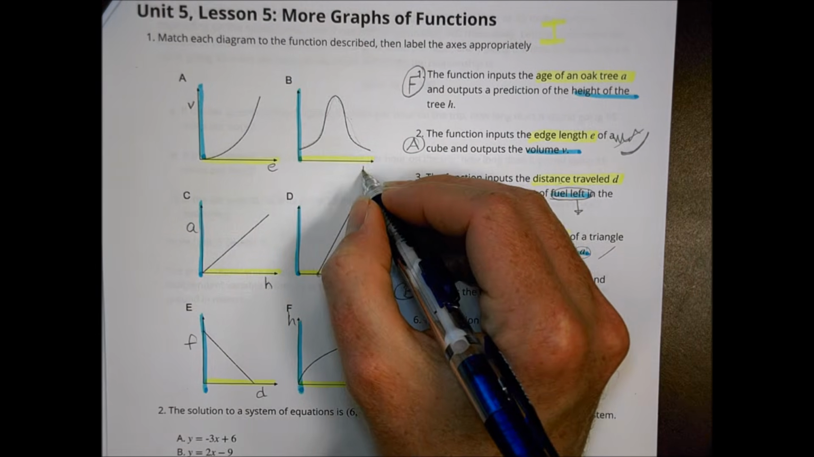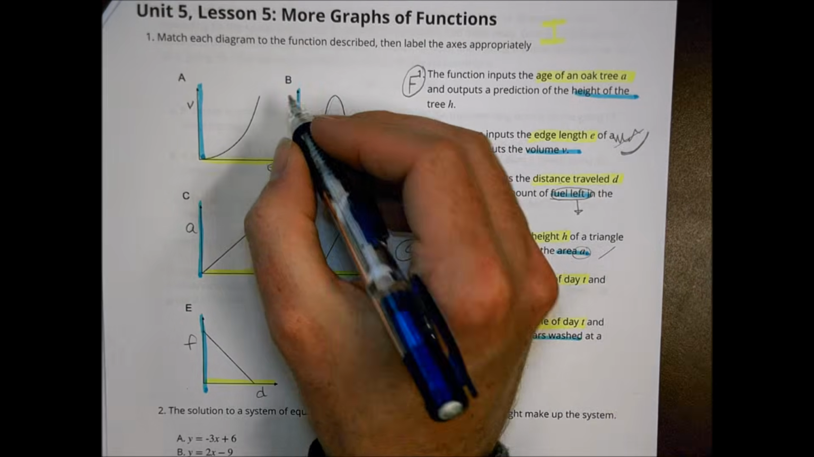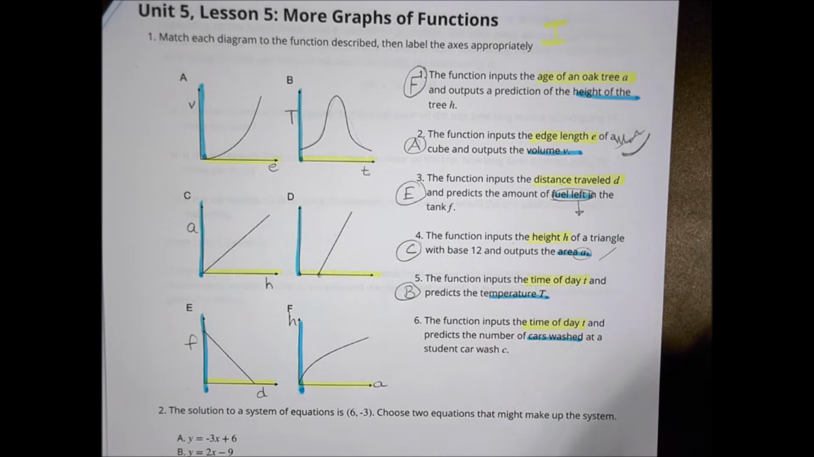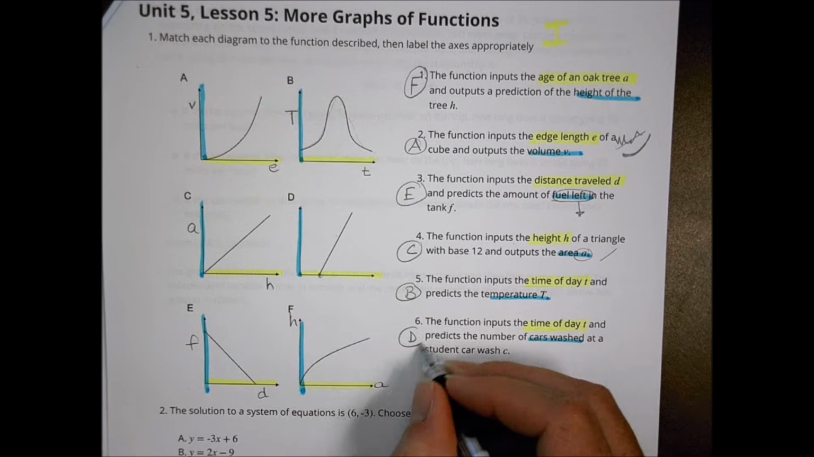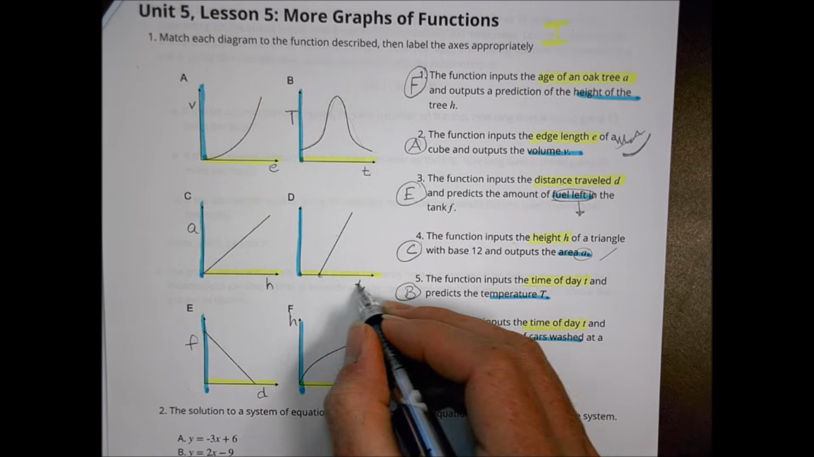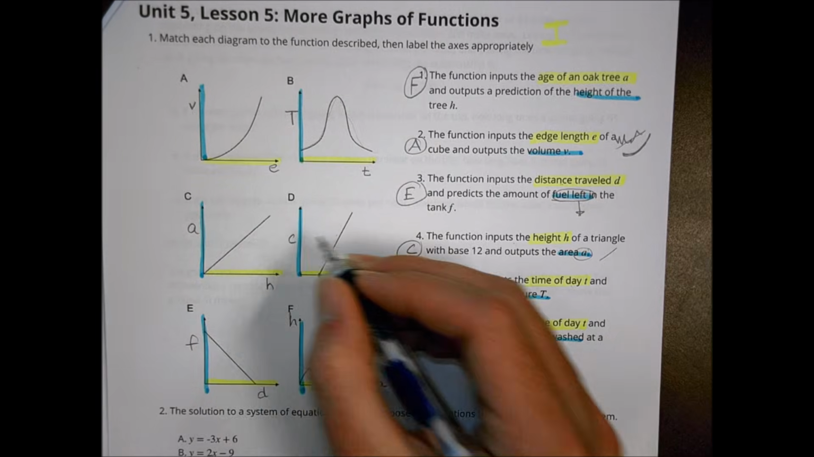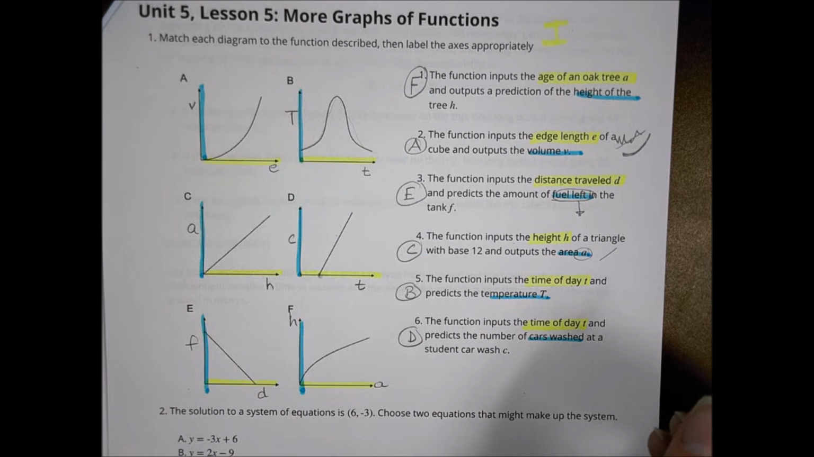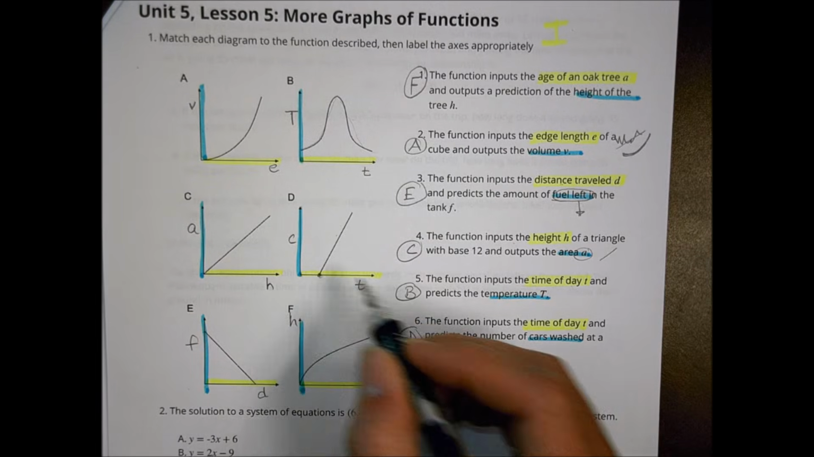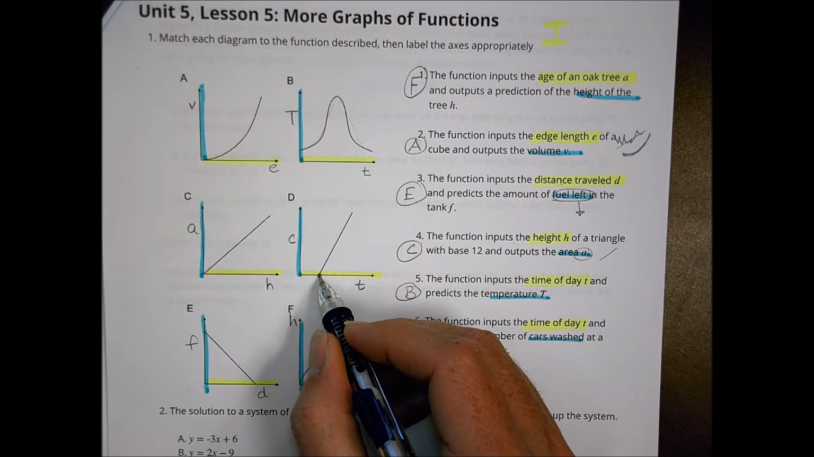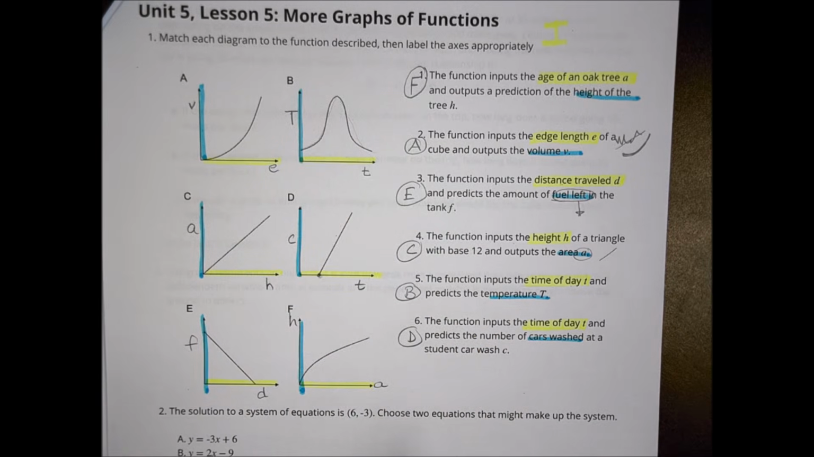So we're going to call this T for time of day, and this will be a capital T for the actual temperature there. Which leaves us finally with D as our last choice for the time of day and the number of cars washed at the car wash C. Why? Could you have nothing for a while? Maybe you didn't get any people to come get their car washed for a while, and suddenly, a little bit into the day, people finally start to come. That works there. Let's look at number 2.